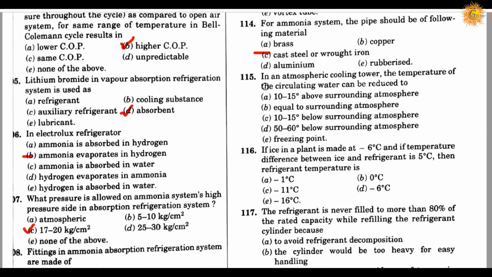Question 115. In an atmospheric cooling tower, the temperature of the circulating water can be reduced to: option A, 10 to 15 degrees above surrounding atmosphere; option B, equal to surrounding atmosphere; option C, 10 to 15 degrees below surrounding atmosphere; option D, 50 to 60 degrees below surroundings temperature; and option E, the freezing point. So the correct answer will be C. It's around 10 to 15 degrees below surrounding atmosphere.